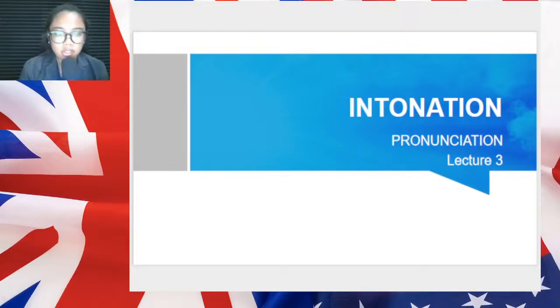For today's session, we are now embarking on the exploration of our third distinct melodic contour in English speech. This will be our lecture three on intonation, which is under pronunciation. Last time, we really got into the swing of things by exploring the first two main patterns of intonation, right? The falling and rising tones.